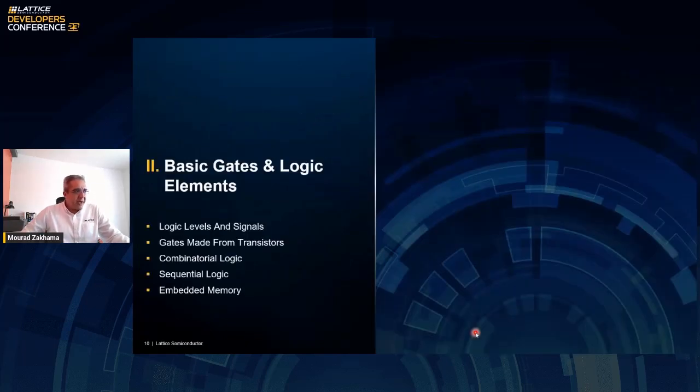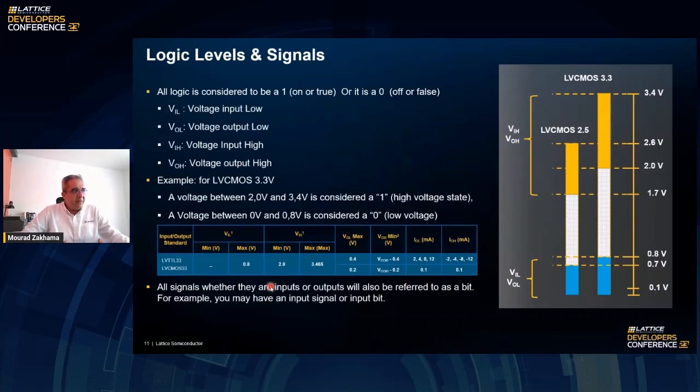So that brings us to the basic gates and logic elements. In this second section, we will talk about logic levels and signals, gates that are made from transistors, combinatorial logic, sequential logic, and embedded memory. So why do we need all these components in an FPGA? Going from the basics to talk about the architecture that is involved in all of these components. So the first thing is logic levels and signals.